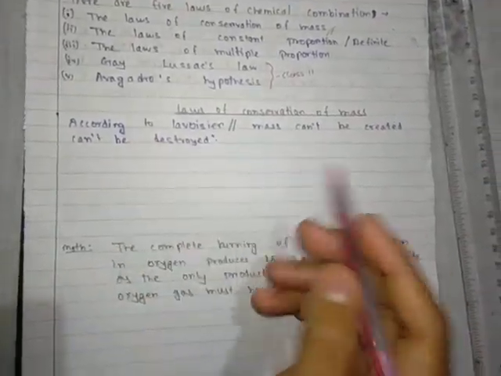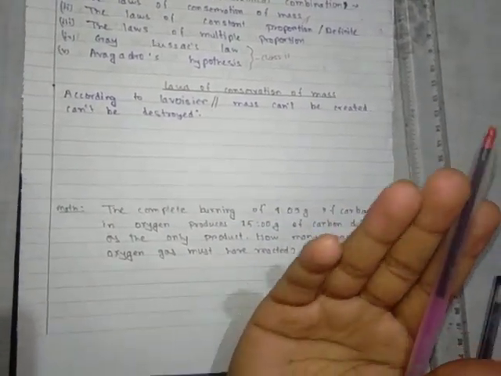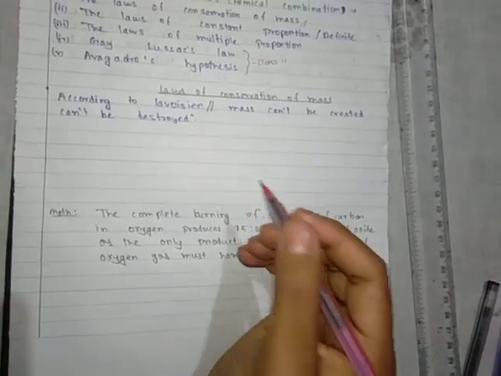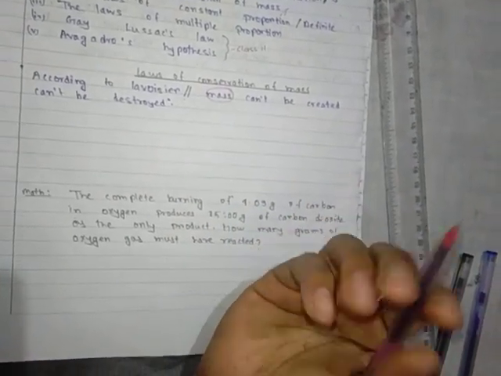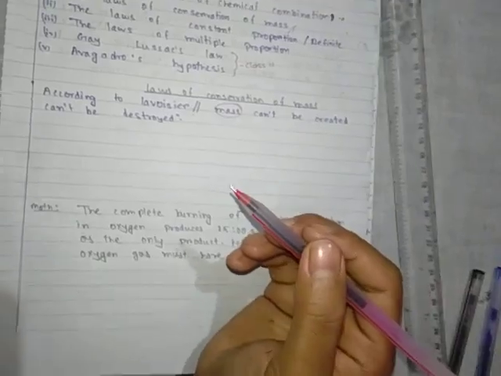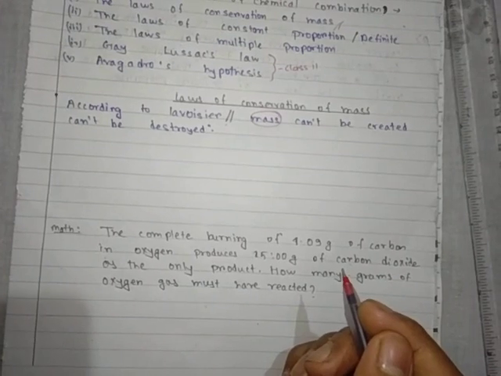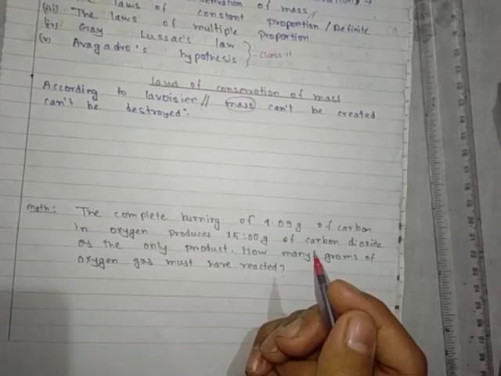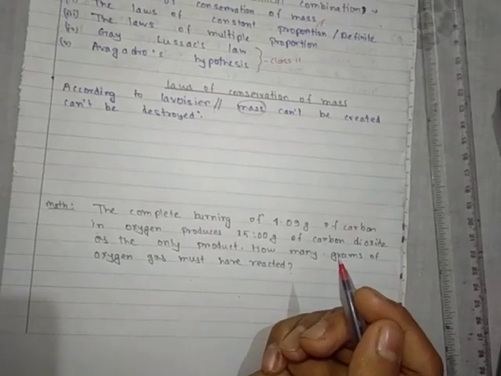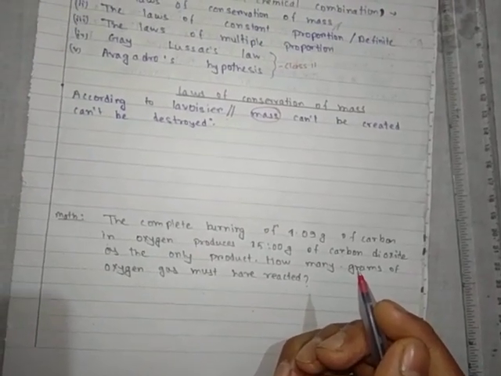So let's start. According to Lavoisier, mass can neither be created nor be destroyed. It means mass will not be created in our universe, and it will not be destroyed, though it may change its form into something else, such as heat energy or light energy.